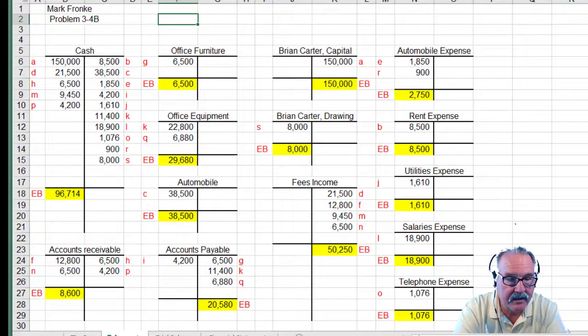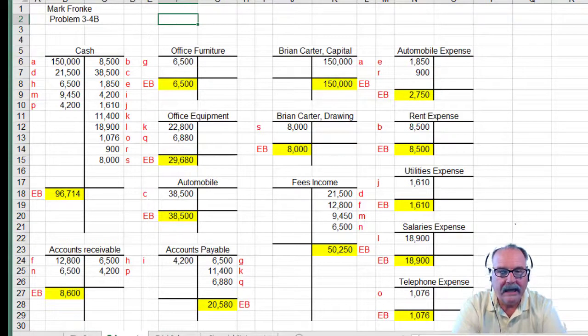The main thing is the cash account. It always is going to have the most transactions, but the ending balance for cash is a debit, accounts receivable is a debit, office furniture, office equipment, automobiles, those are debits. Those are all our assets. They're going to have a debit balance. Accounts payable, capital is credit. Fees income is a credit, and then the drawing and all the expenses are all debits.